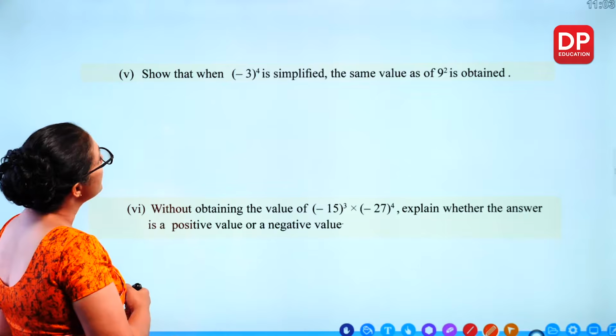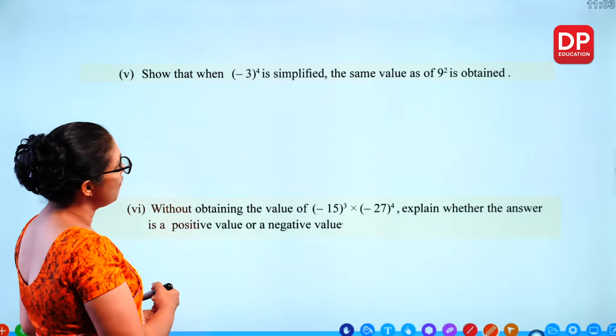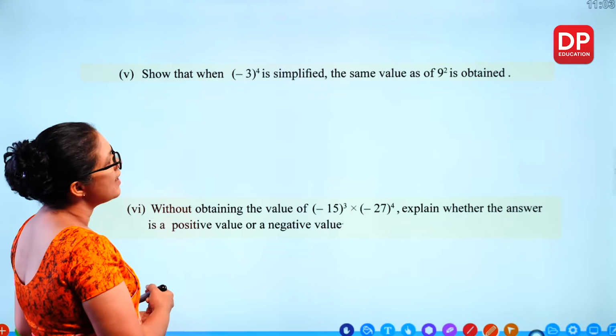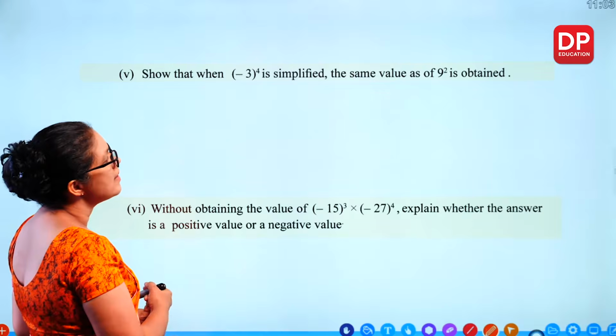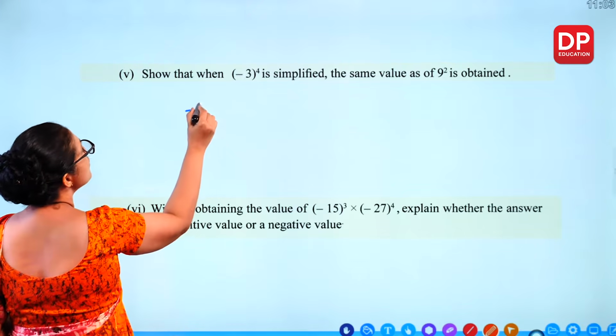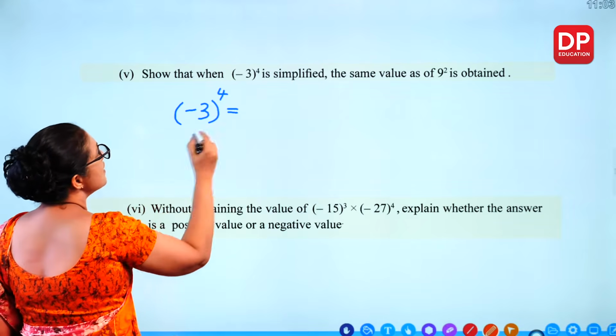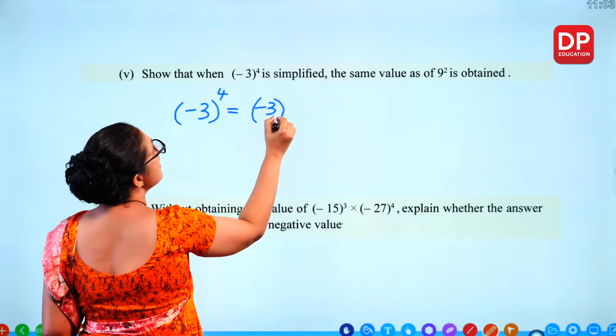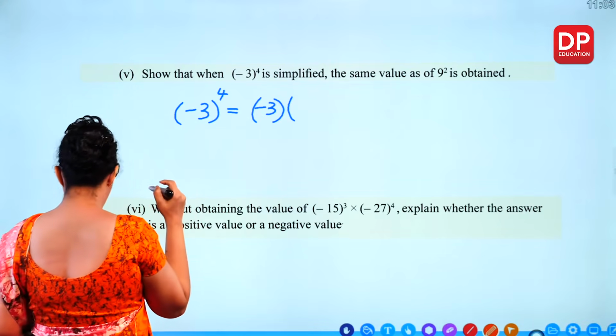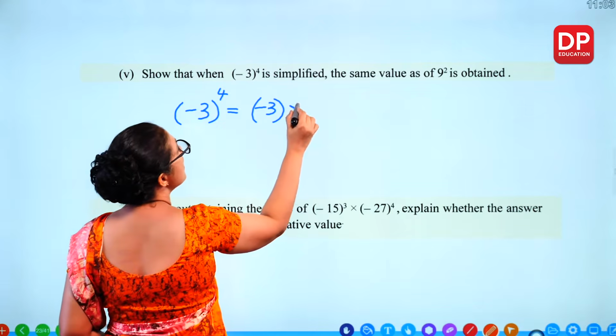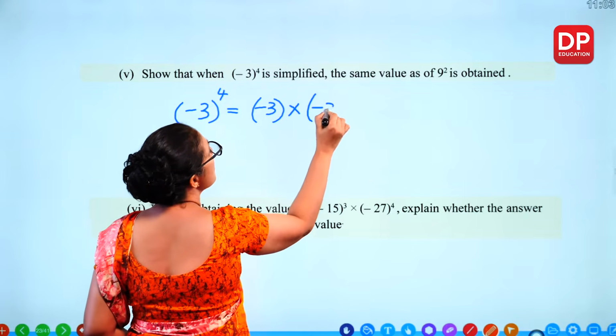Show that when minus 3 to the power 4 is simplified, the same value as 9 squared is obtained. So we'll do minus 3 to the power 4. What's that? Minus 3 multiplied by minus 3, multiplied 4 times.